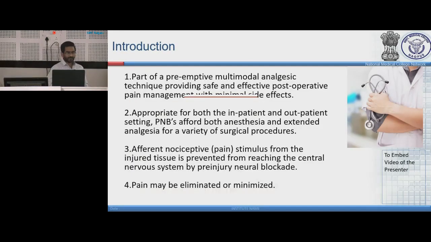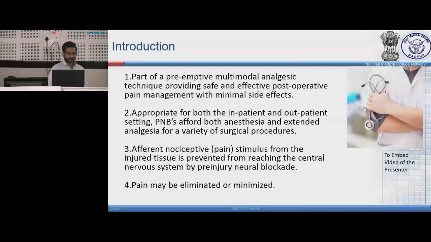Introduction. It is a part of preemptive multimodal analgesic technique, providing safe and effective post-operative pain management with minimal side effects. It is appropriate for both inpatient and outpatient settings. It affords both anesthesia and extended analgesia for a variety of surgical procedures. The nociceptive stimulus from the injured tissue is prevented from reaching the central nervous system by pre-injury neural blockade, and that may cause elimination or decrease of the pain response.